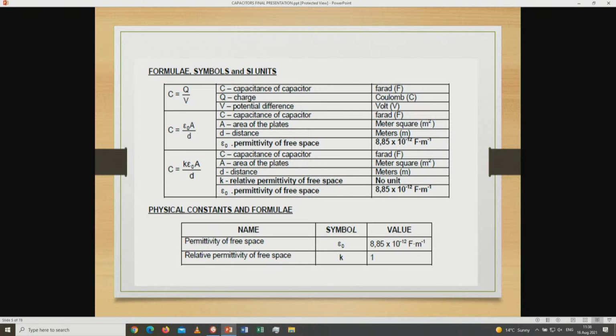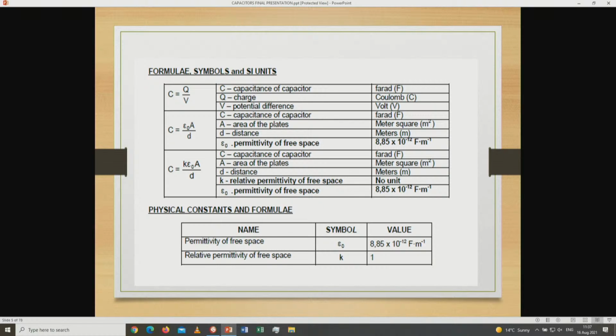Then we have another formula to calculate capacitance, where the area of the plates is taken into consideration. The formula is C equals epsilon naught A over d. A stands for area of the plate, and we calculate area in square meters, because the area of a plate will be length times breadth. That is m times m gives you m squared. d stands for distance and is calculated in meters.